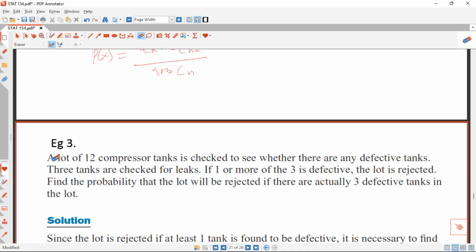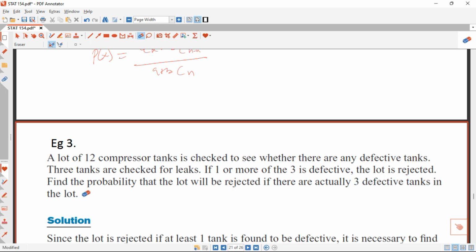The question says a lot of 12 compressor tanks is checked to see whether there are any defective tanks. 3 tanks are checked for leaks. If one or more of the 3 is defective, the lot is rejected. Find the probability that the lot will be rejected if there are actually 3 defective tanks in the lot, right?